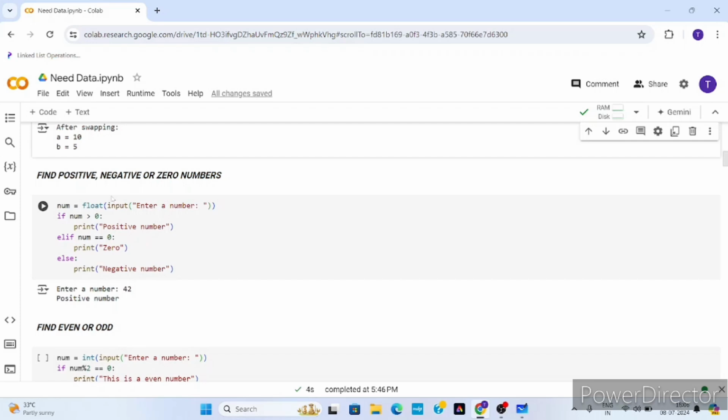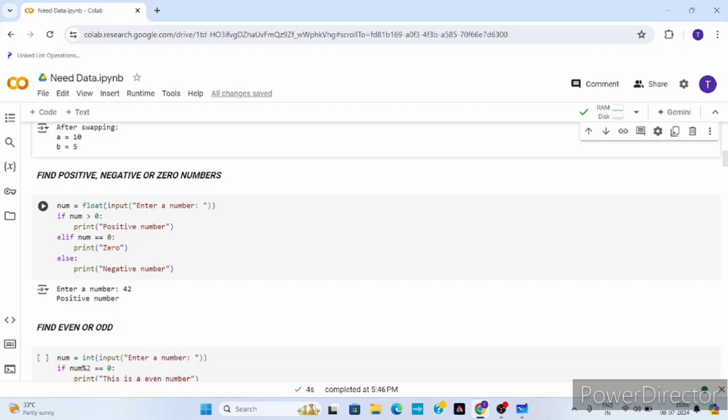The next question is finding whether a number is positive, negative or 0. The user is going to enter a number, and we are going to classify it as a positive, negative or 0 number. So I'm going to get the input in float type. All numbers greater than 0 are positive, all numbers less than 0 are negative, and the number equivalent to 0 is the 0 number.